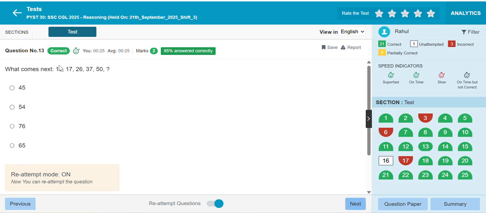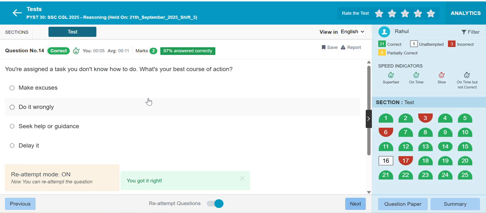So what comes next? So 10, 17, 26, 37, 50. So there is a difference of 7 between 10 and 17. Between 17 and 26 it is 9, and 26 and 37 it is 11, and between 37 and 50 it's 13. So 7, 9, 11, 13. So odd numbers are coming consecutively. So ultimately next should be 15. So 50 plus 15 is 65.